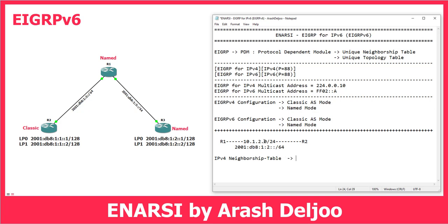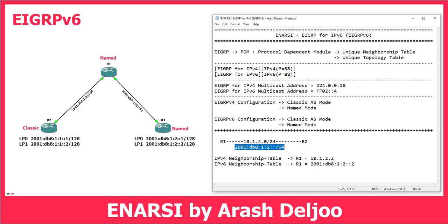In the IPv4 neighborship table of router 1, we have 10.1.2.2 as the neighbor, meaning router 2. And also in the IPv6 neighborship table of router 1, we have, for example, 2001:db8:1:2::2 as the neighbor. And also about the topology table, we will have two independent topology tables. Don't forget, you can enable only IPv4, only IPv6, or dual stack, meaning both IPv4 and IPv6.